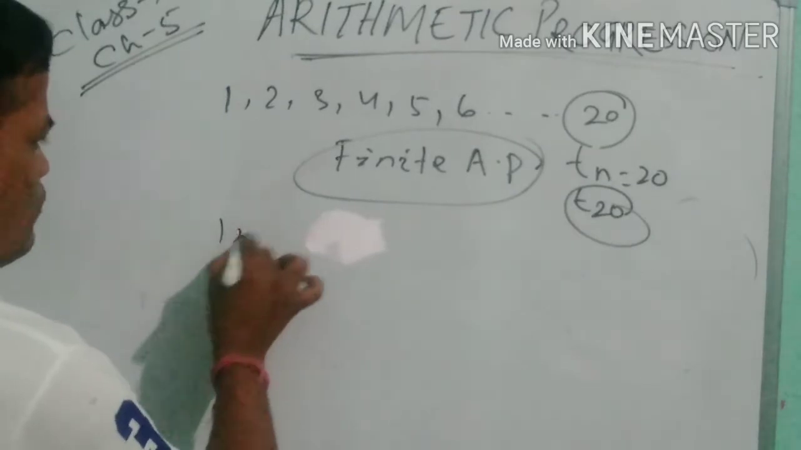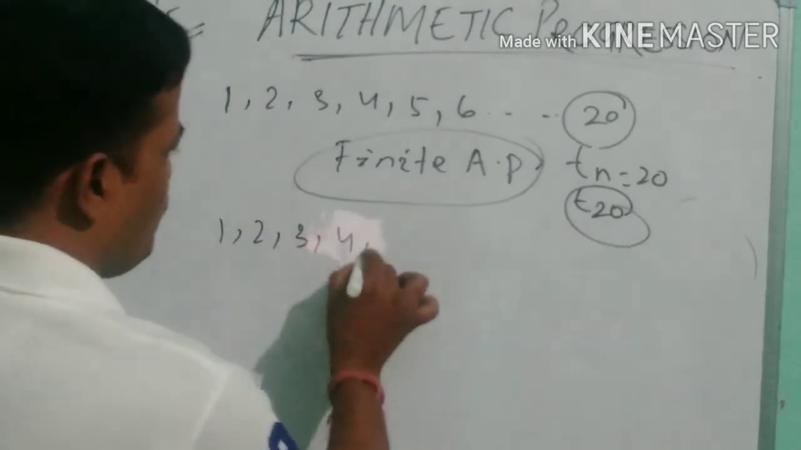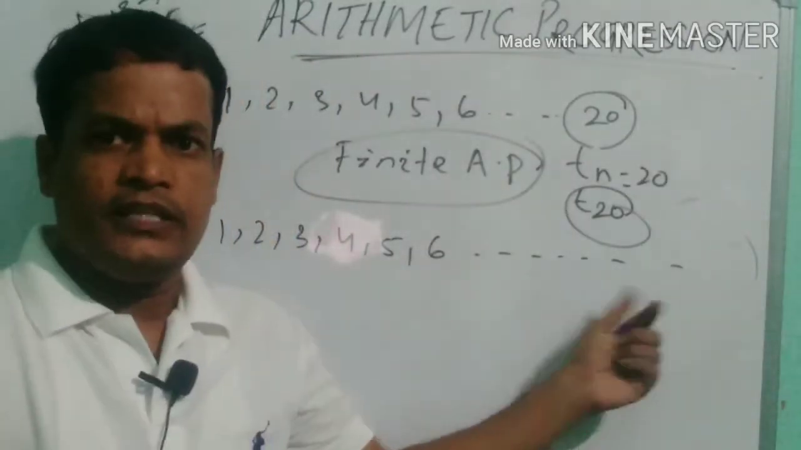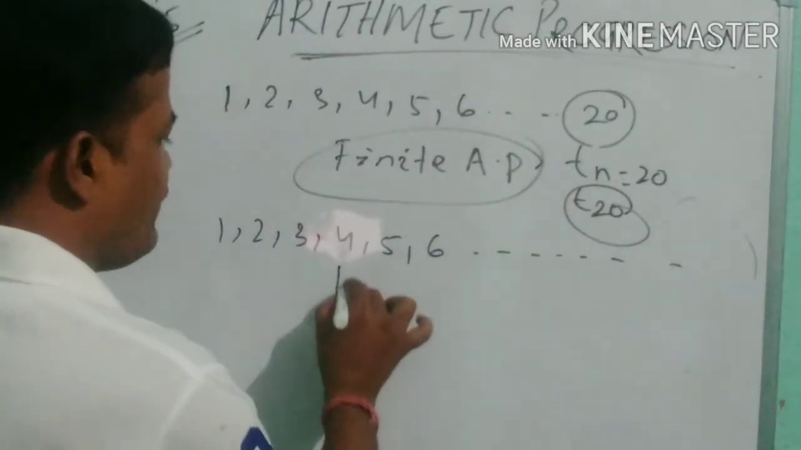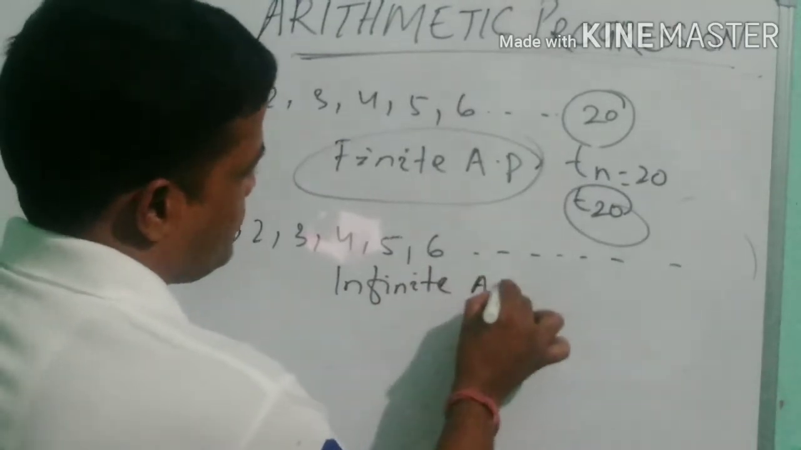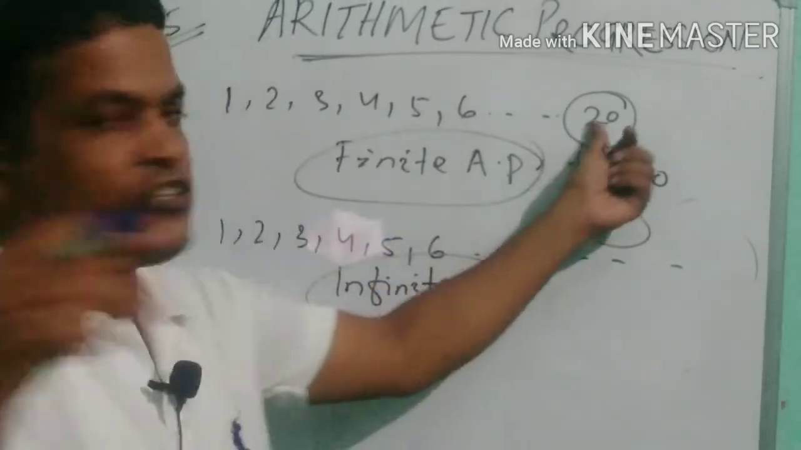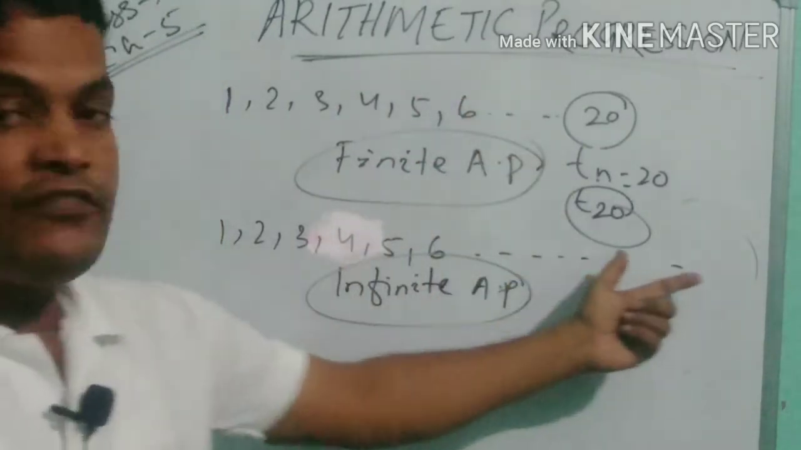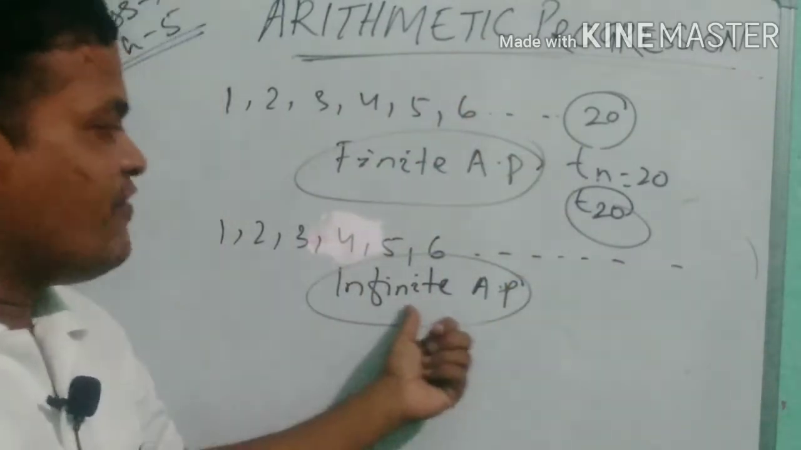Otherwise, you can say 1, 2, 3, 4, 5, 6, and here no last term is given. That is called an infinite AP. Okay, friends. If the last term is given, then that AP is called a finite AP. If the last term is not given, it is called an infinite AP.